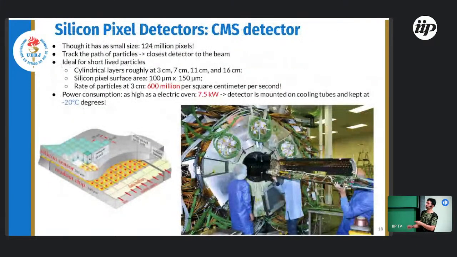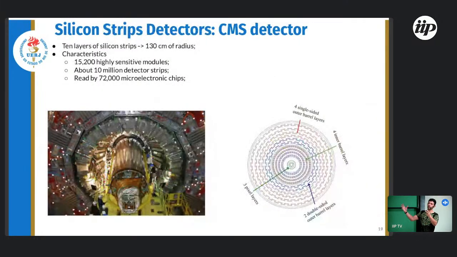Okay, and then just after the silicon pixel, we have the silicon strips. They are precisely the same detector, but instead of pixels, they are strips. So the resolution is not as good as the pixel, but it's very nice as well. And remember that at the beginning I showed some modules. We have 15,200 modules of these at the CMS. And this is how we install it there.